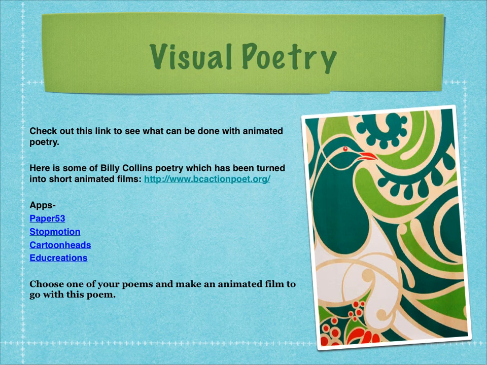The fourth and last part of the poetry anthology is your visual poem. Check out Billy Collins' link to his visual poems. To do this, you will need to choose one of your poems and make an animated film that goes with the poem. Your visuals need to match what the poem is about. Suggested apps are listed.